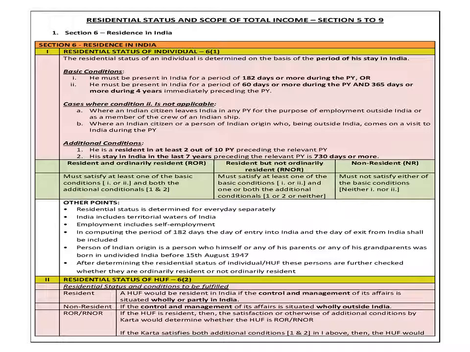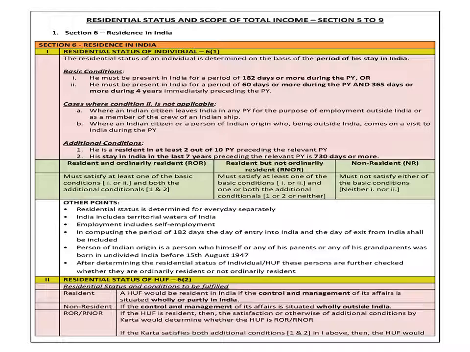Second category, resident but not ordinarily resident. If he satisfies any one of the basic conditions and any one of the additional conditions, then such a person is called a resident but not ordinarily resident. Now the last category, that is the non-resident. If both the basic conditions are not satisfied, then he will be called a non-resident.